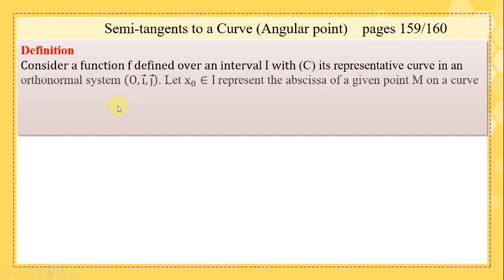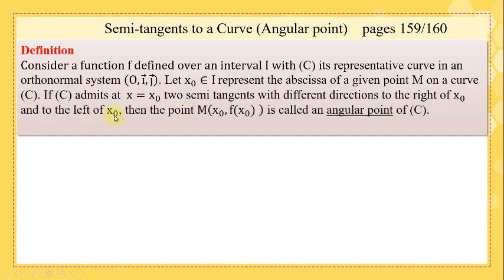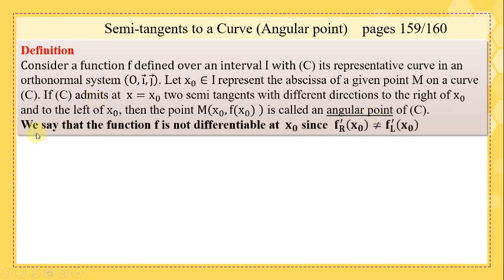Definition. If we have a point on the curve, at this point for example x equal x0, if it admits two semi-tangents with different directions, one to the right of x0 and the other to the left of x0, then this point is called angular point. And in this case, we say that the function is not differentiable because the number derivative at the right of this point is different from the number derivative at the left of this point.